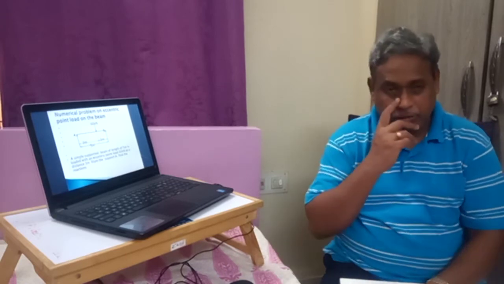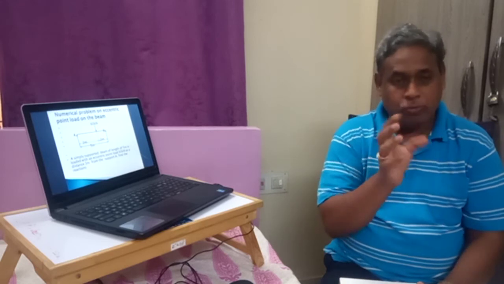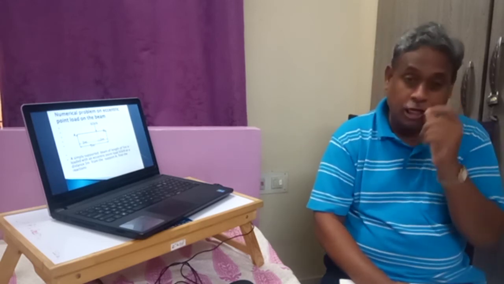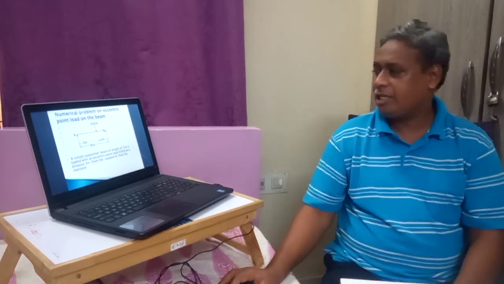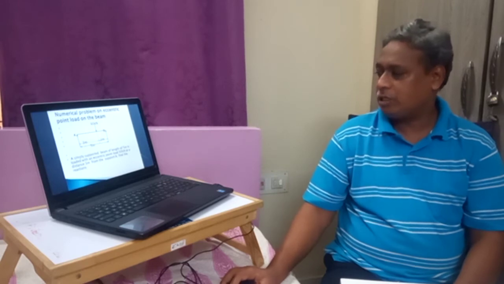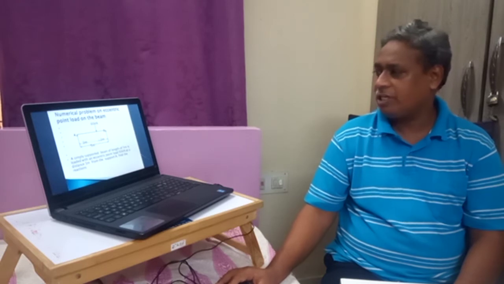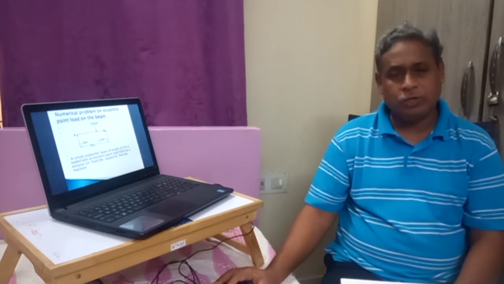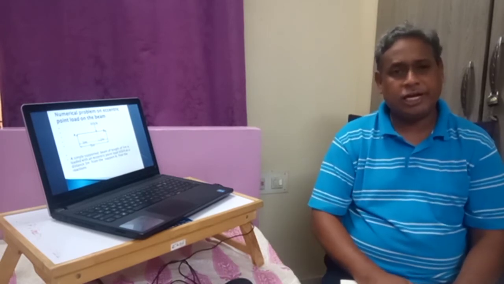So, we will see a numerical problem to get a clear idea about the eccentric load and how RA and RB are related with respect to the distances. Let us take a simple problem where a simply supported beam of length 5 meters is loaded with an eccentric point load of 60 kilonewtons at a distance of 3 meters. Our aim is to find the reactions RA and RB.